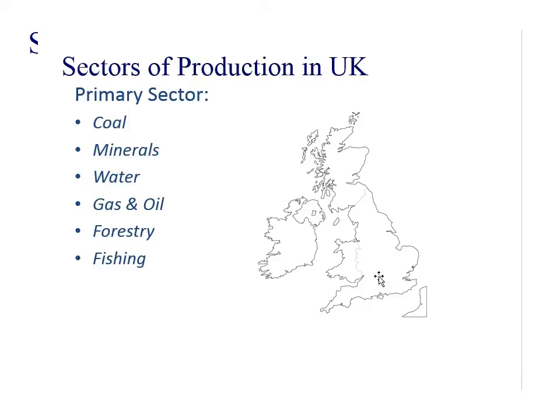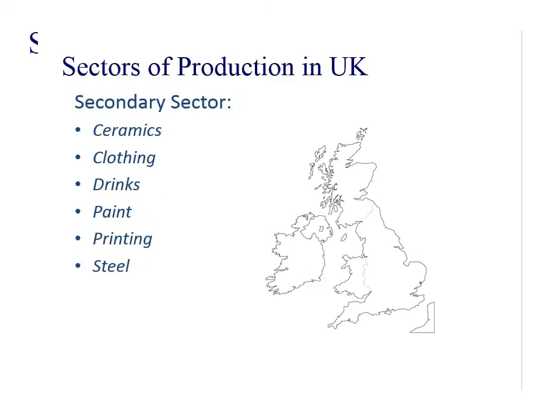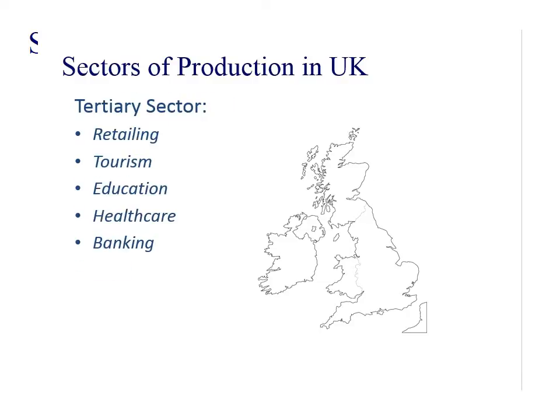Different areas are known for doing different types of primary sector production, as is the same with secondary sector production, so ceramics, clothing, drinks, paint, printing, steel production. Different areas of the country are known for different parts of the secondary sector. And then tertiary sector, retail, tourism, education, healthcare, banking. London very much known for its financial sector.